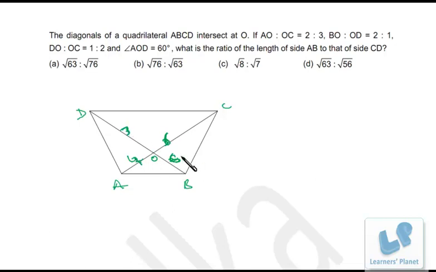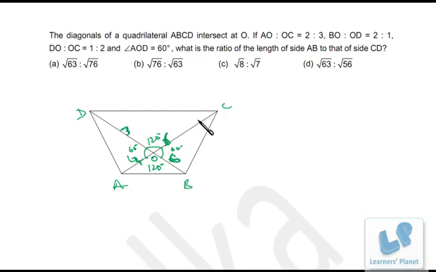Obviously, these are not the actual lengths, some constant is being multiplied over there, but I'm not considering that because it's not at all required. Now angle AOD is 60 degrees. If this is 60 degrees, this will also be 60 degrees, vertically opposite angle. Now these two angles combine to be 360 minus 120, that is 240 degrees, and both of them will be equal because they are vertically opposite. So this must be 120 and this must be 120.